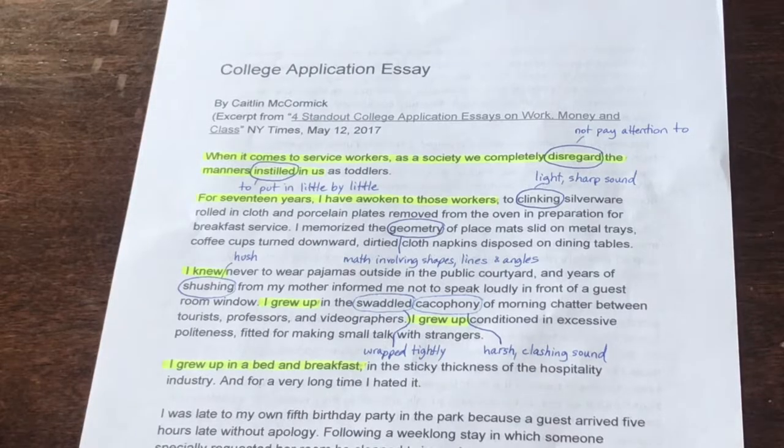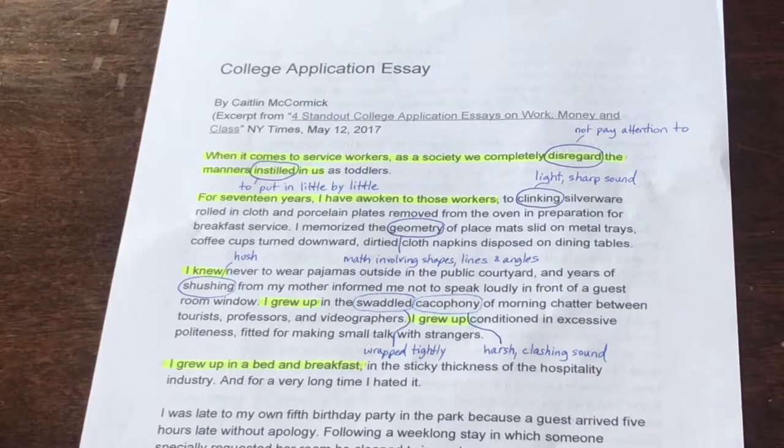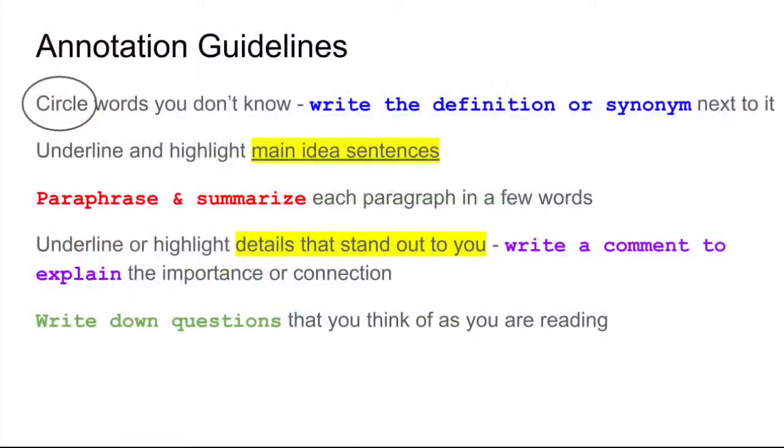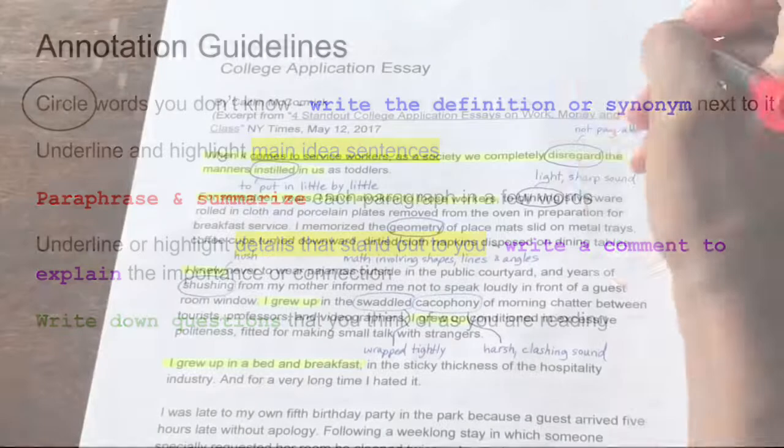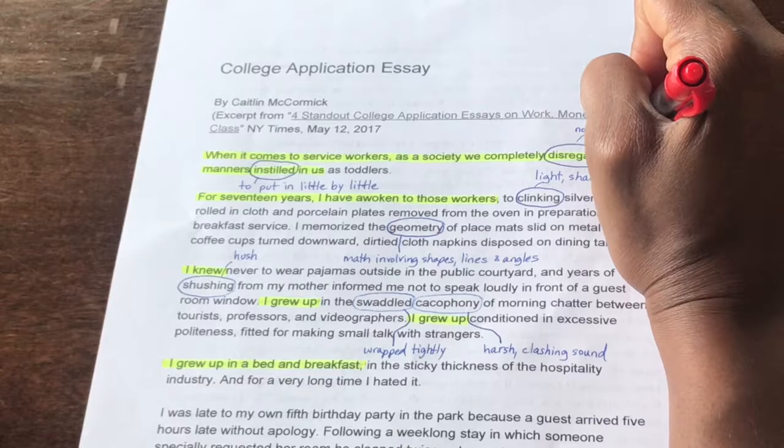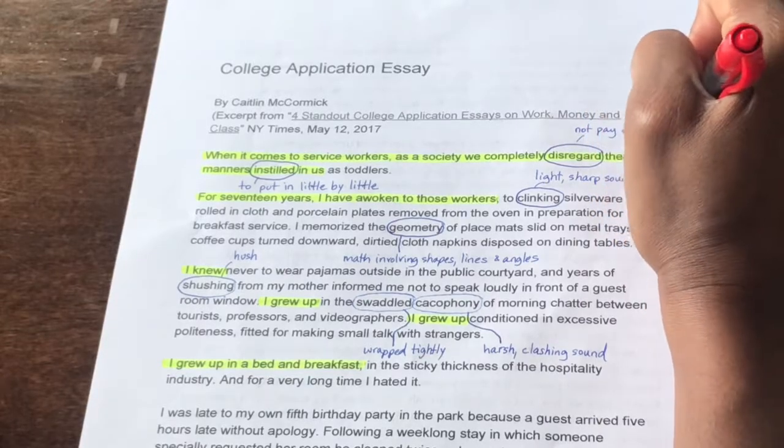With the definitions written and the main ideas highlighted, I am then able to do step 3. Which is to paraphrase and summarize each paragraph in the margin. This means that, in your own words, you are writing a general explanation of the main idea and content of each paragraph.